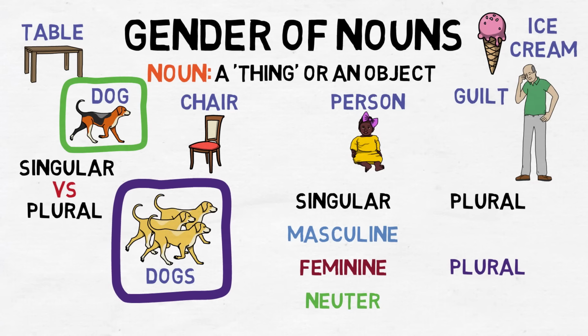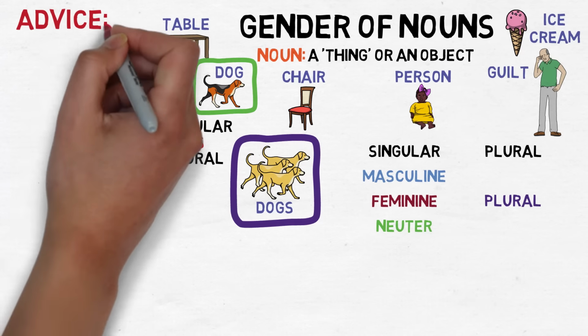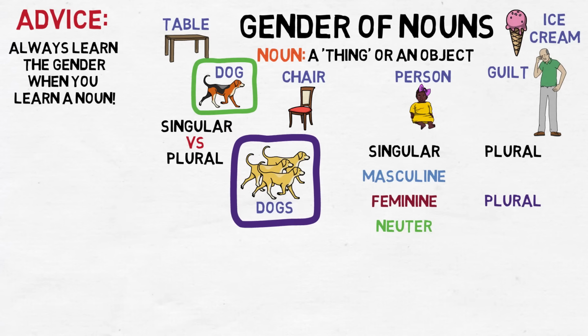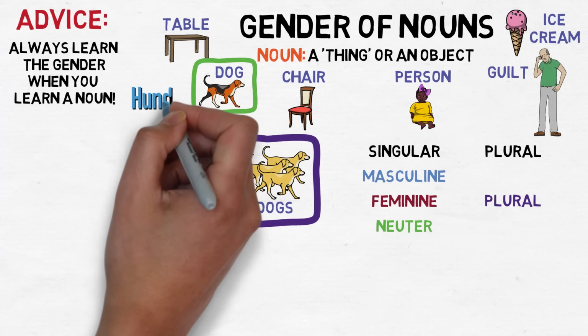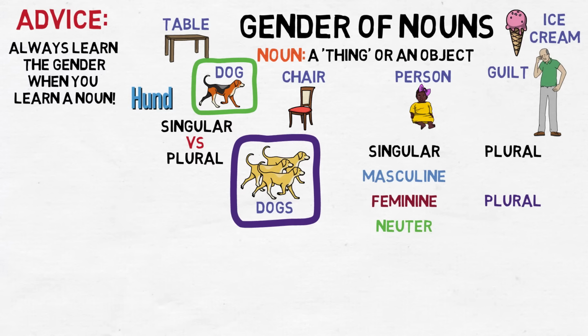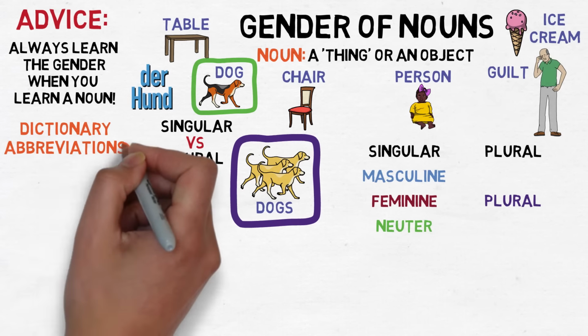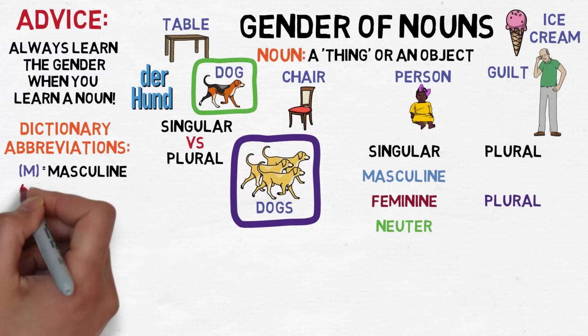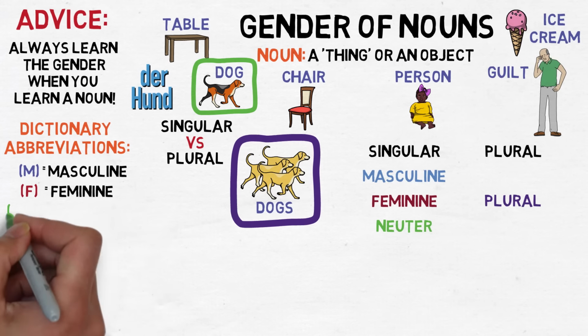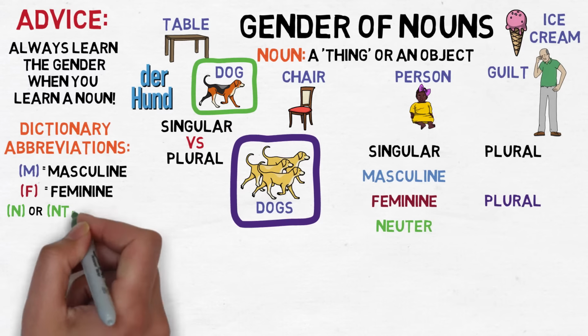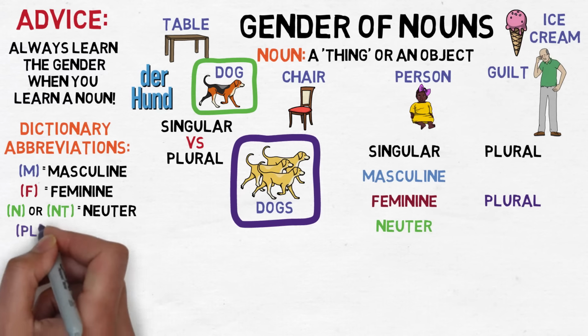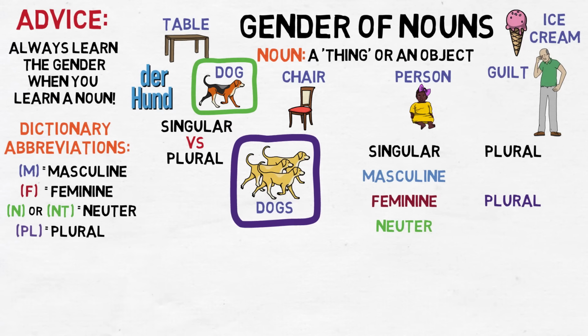My first piece of advice for learning genders is to learn the article, der, die, or das, when you learn a noun. For example, when you learn that dog is Hund in German, learn that vocabulary as der Hund, so you remember that it's masculine. When using a dictionary, look out for the following abbreviations: an M in brackets for masculine, F in brackets for feminine, N or NT in brackets for neuter, and PL in brackets for plural.